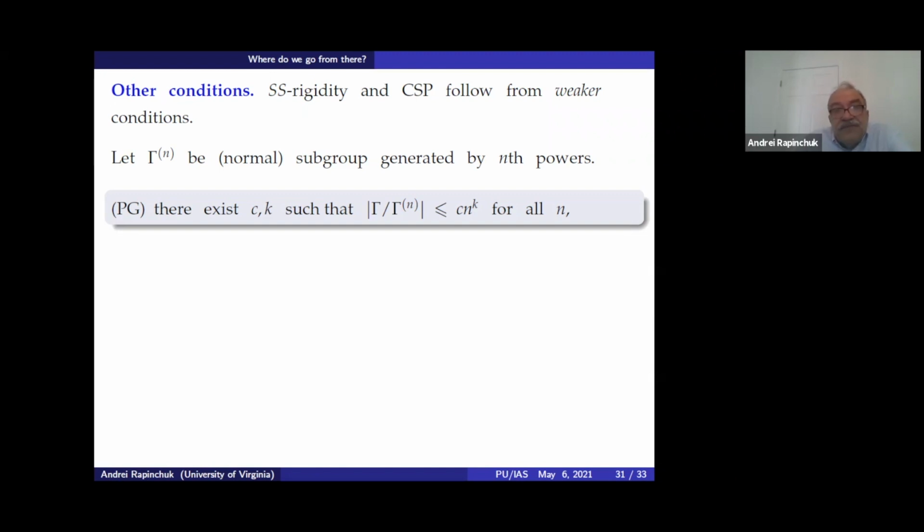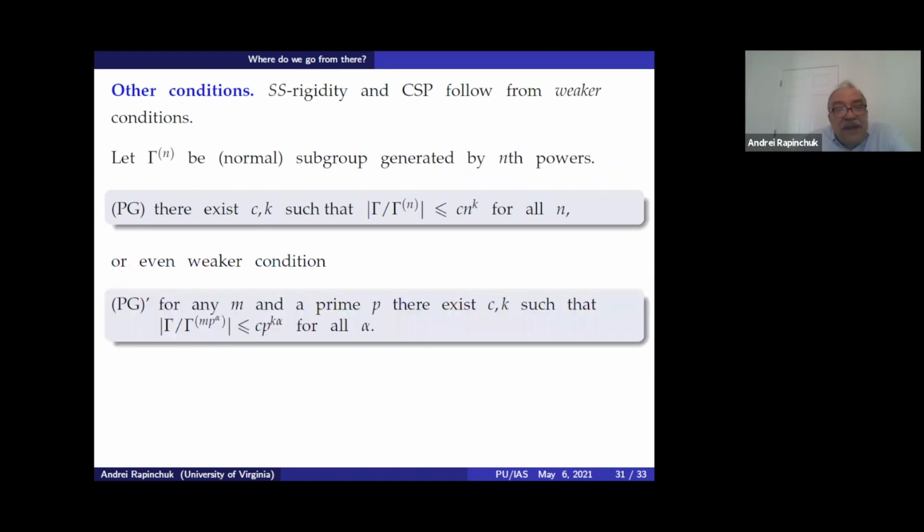Okay. First of all, if gamma has bounded generation, this property obviously holds. So it's really a weaker condition. In fact, we can make it still weaker and consider the following. Let's consider the same condition, but require it not for arbitrary n, but only for n of the form some fixed integer times an arbitrary prime power. We call it PG prime.